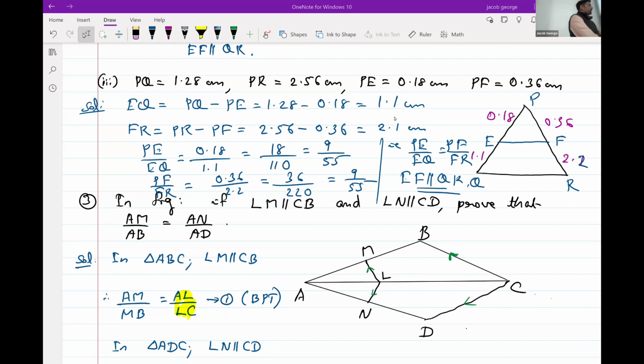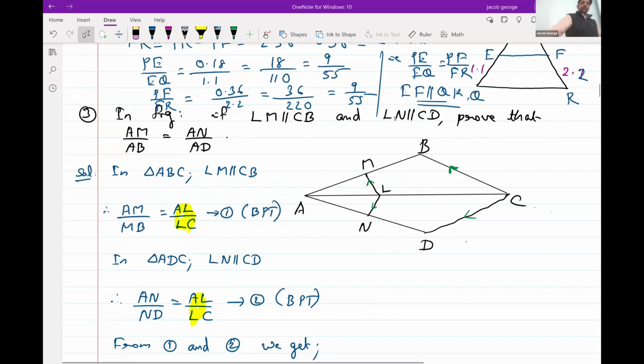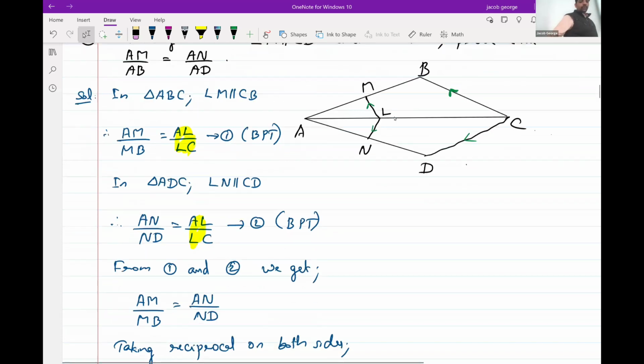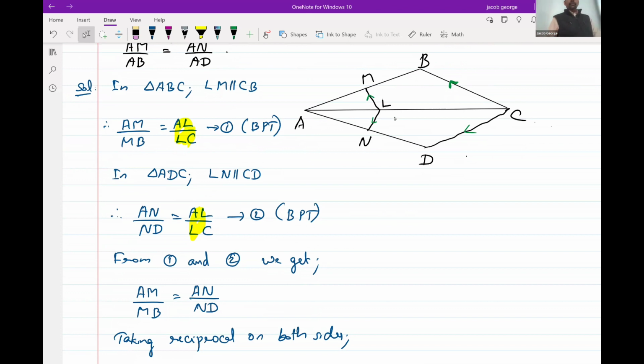Then you can see in both, AL by LC is the common part, right? Can you see that one? AL by LC is common in both. Now, you will equate the left-hand sides because the right-hand sides are both AL by LC. So from 1 and 2 we get, AM by MB is equal to AN by ND. Done?